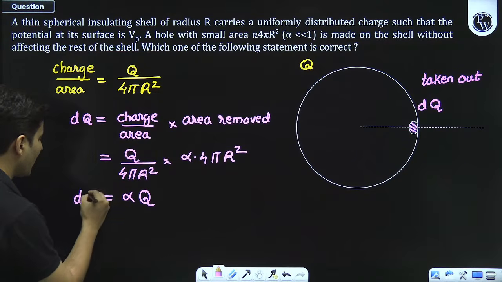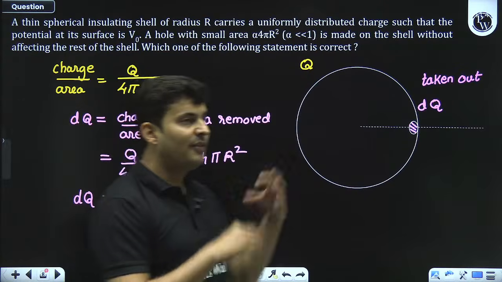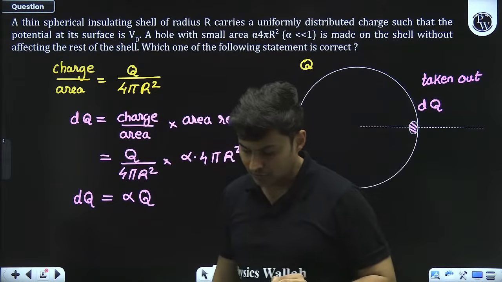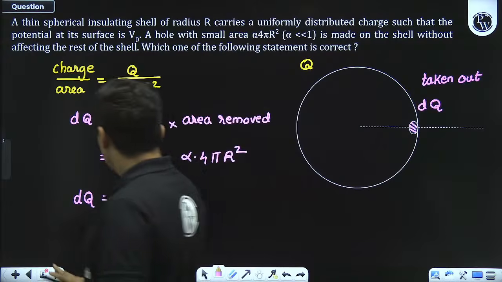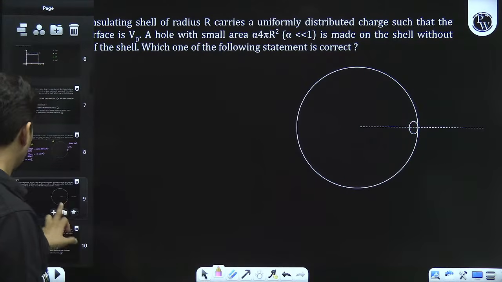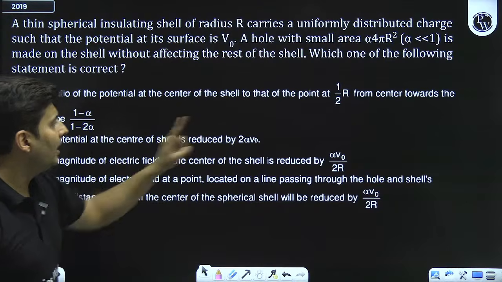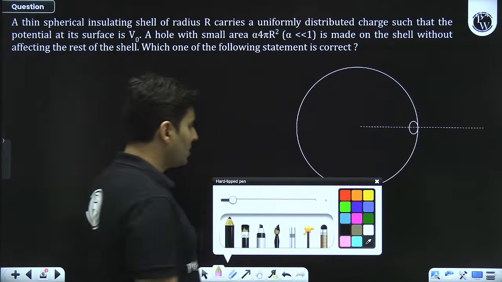So this tells me alpha is nothing but the fraction of the charge which has been removed from the entire sphere. That's the first understanding which we got. Okay, everyone, great. Now let's see what we do next. We have to figure out the potential at the center and at r by 2. This is the first thing. So let's concentrate on the potential part.